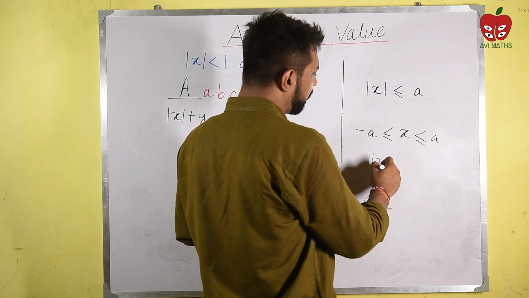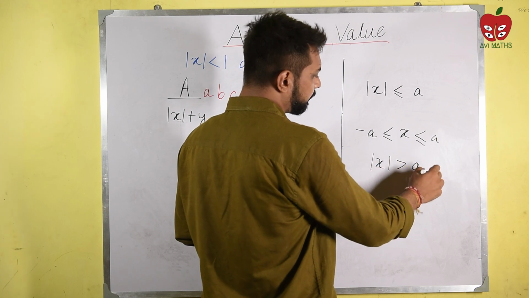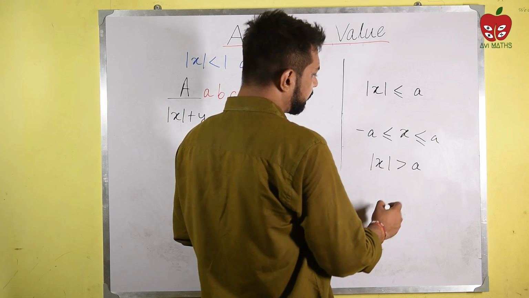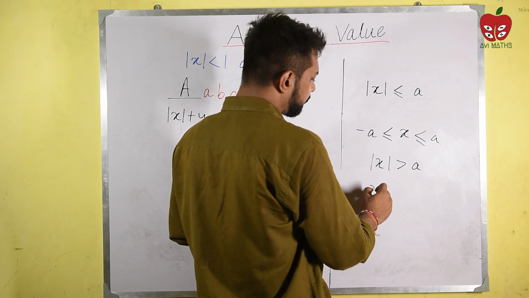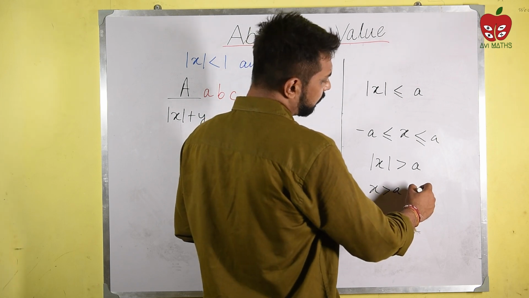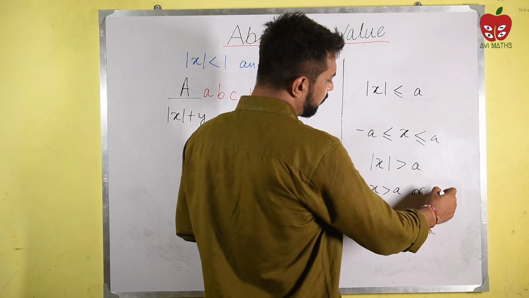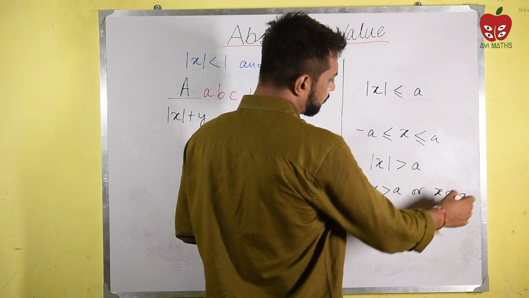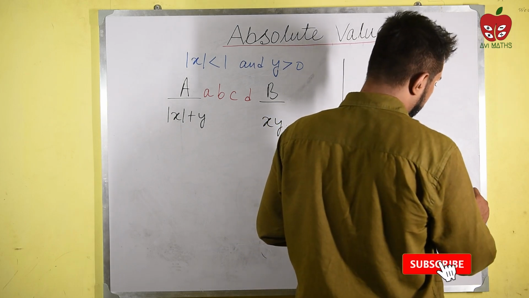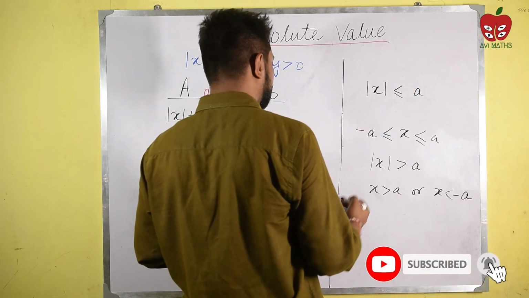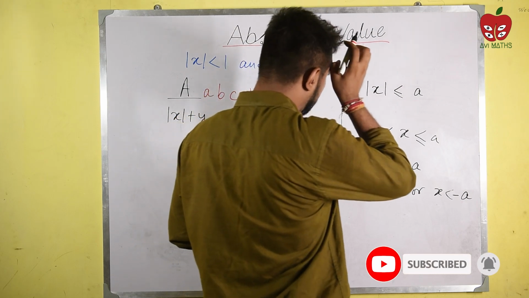On the other side, if mod x is greater than a, then the x value should be greater than a, or x value should be less than minus a. So these are the two concepts, very important. So let me take the example.